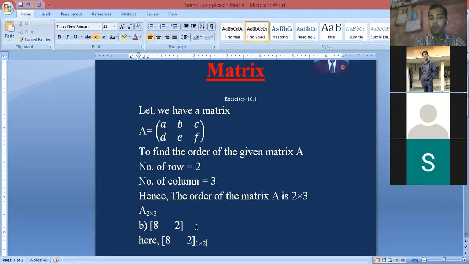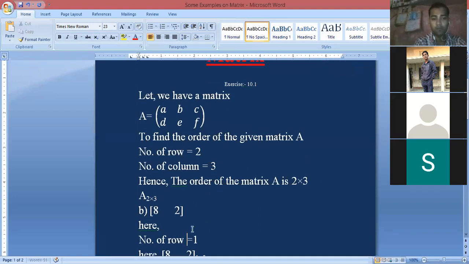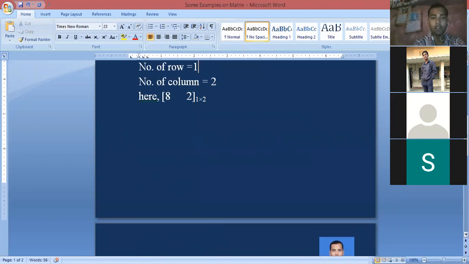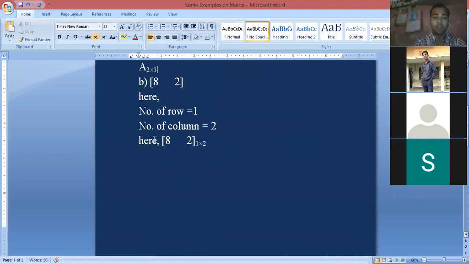No need to describe the whole thing, but if you want to write all these things to show your solution as well as you want, you can add all this here: number of rows is equal to 1. In the same way, number of columns is equal to 2, and after that you can give the answer, writing here hence.